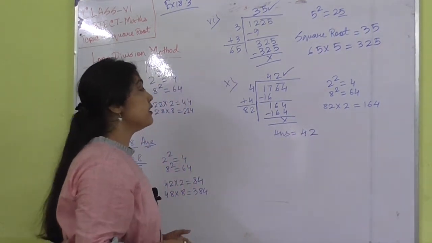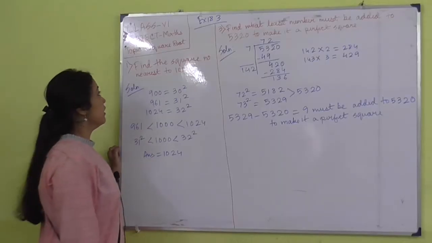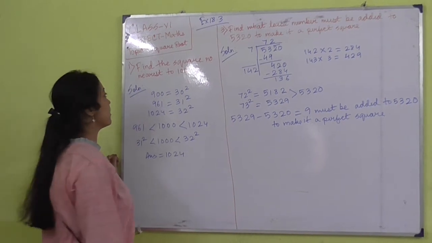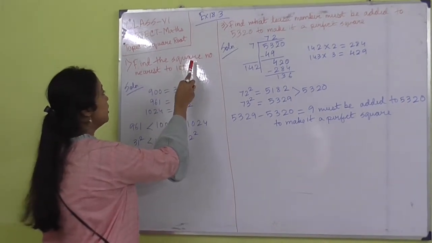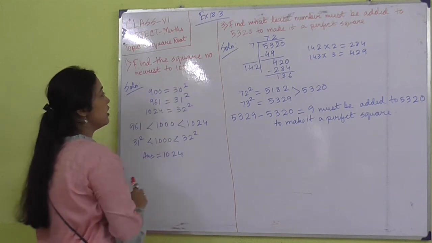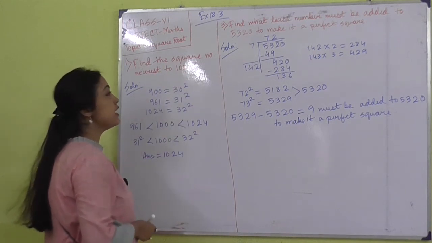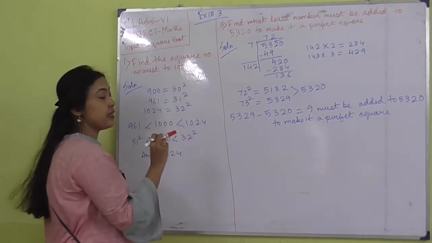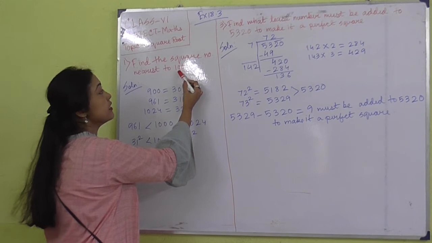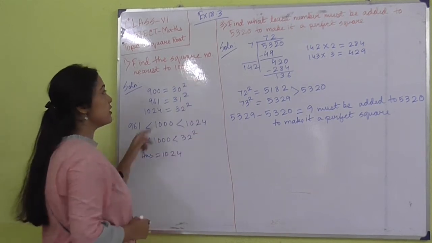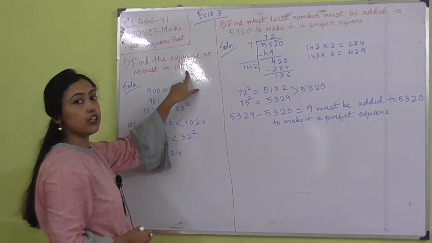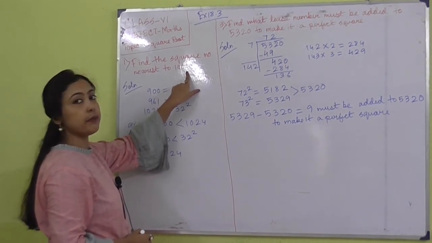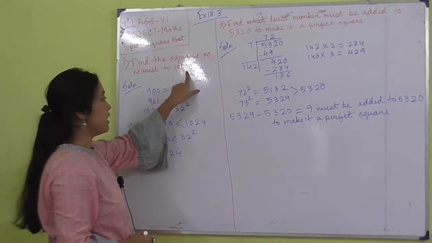I think up to this much is clear to you. Problem number 1 of exercise 18.3. It is given: find the square number which is nearest to 1000. Since 1000 is a 3-digit number, so it is not a 3-digit number, sorry, it is a 4-digit number, but it is having 3 zeros. Since it consists of 3 zeros, it is not a perfect square number. So we have to find the perfect square number which is nearest to 1000.